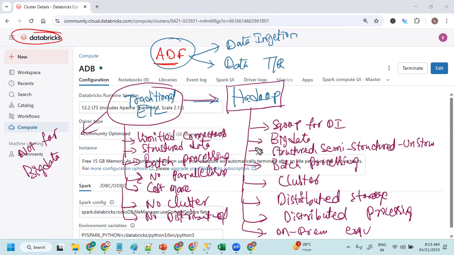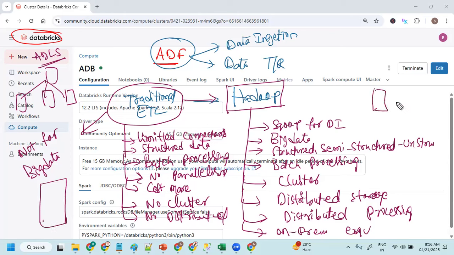Cluster means, as I mentioned when I talked about ADLS Gen 2, that the data is going to be distributed across different nodes. Data is not going to sit in one place. But in traditional tools it is a single system, and all the data has to sit in a monolithic system. Here it is a distributed system.